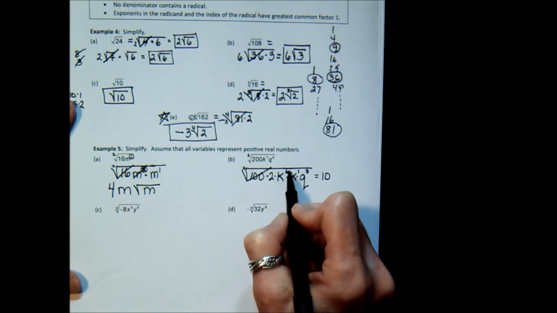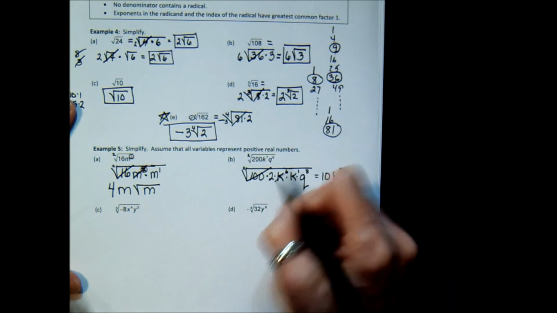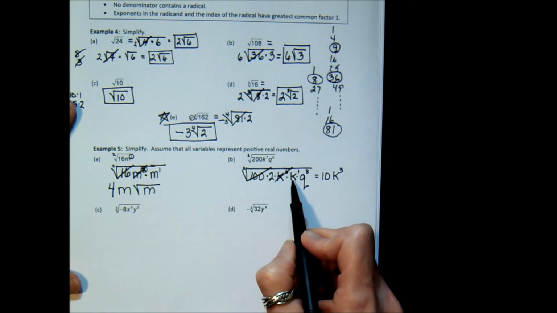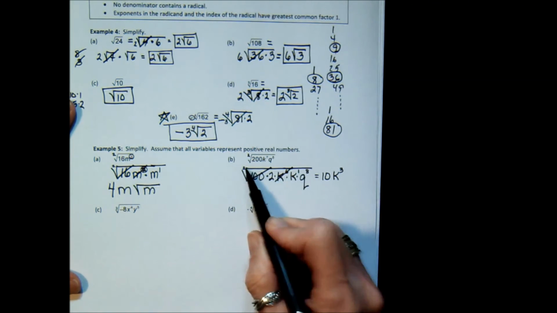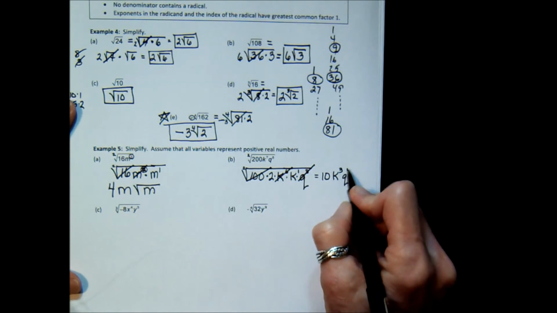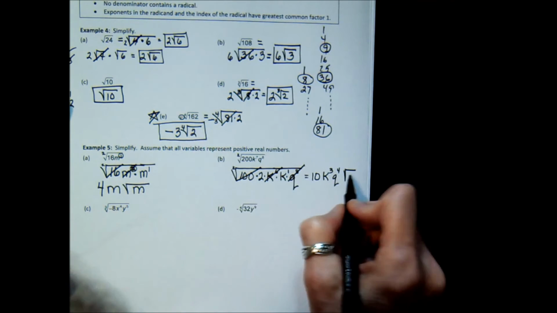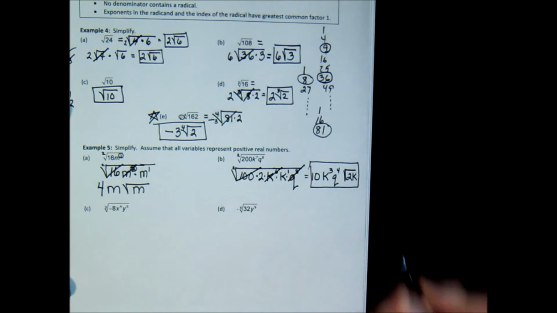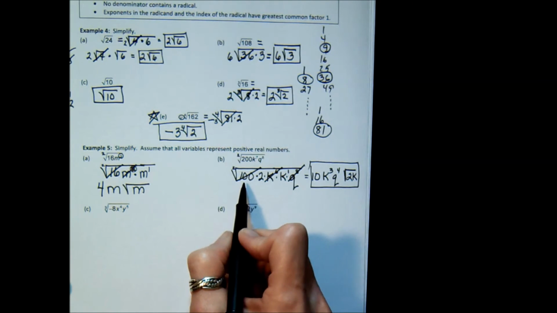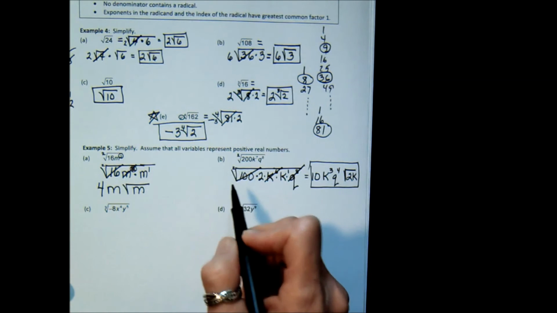k to the 6th, that would be 6 divided by 2, is k cubed. That's used up. This k is left over. This q to the 8th would be 8 divided by 2, which is q to the 4th. What's left under the radical sign is a 2 and a k. It's not a pretty answer, but it is correct. So the number part has to be divided into a perfect square factor. The variable parts have to have exponents that are divisible by the index.